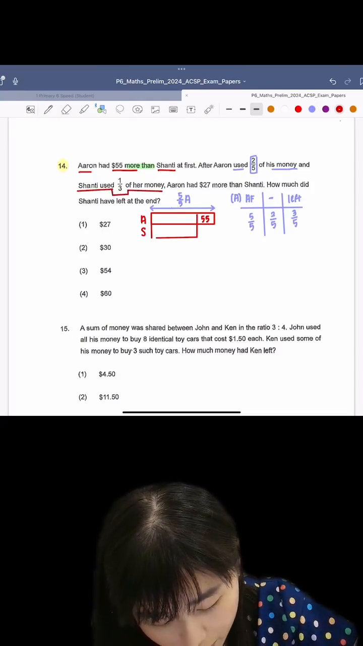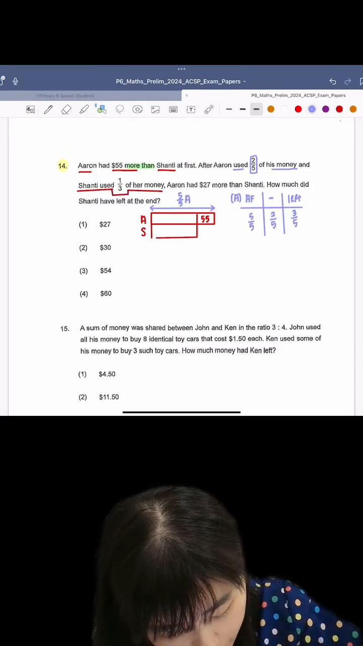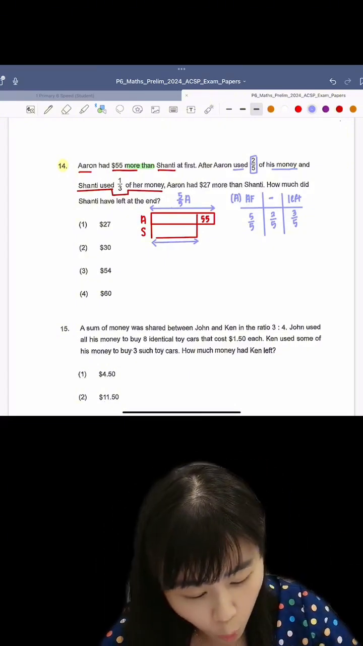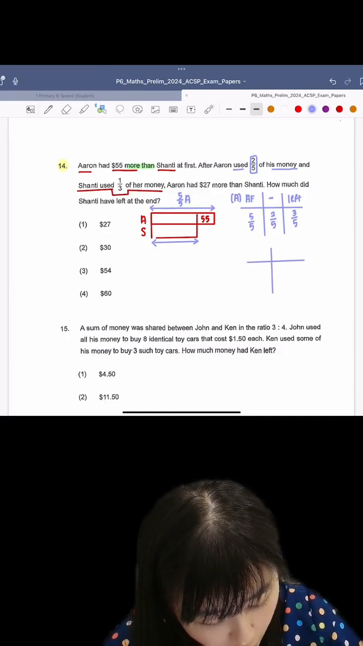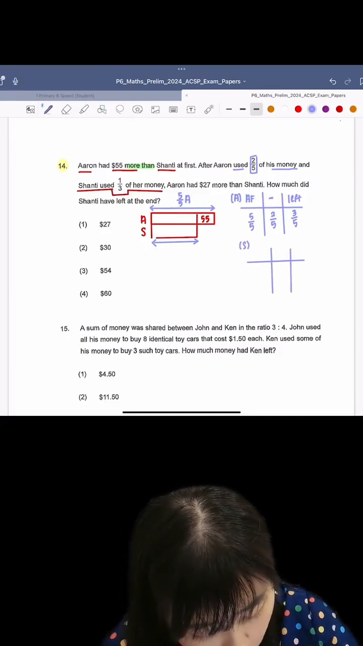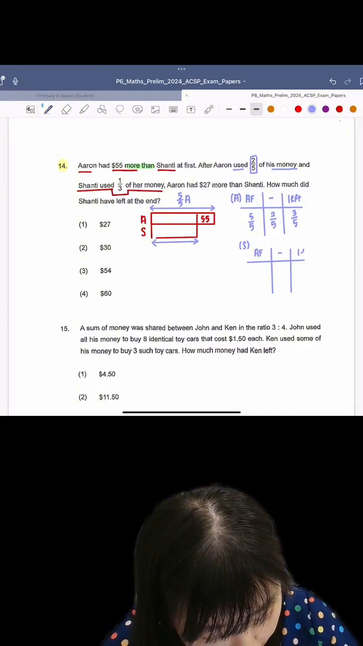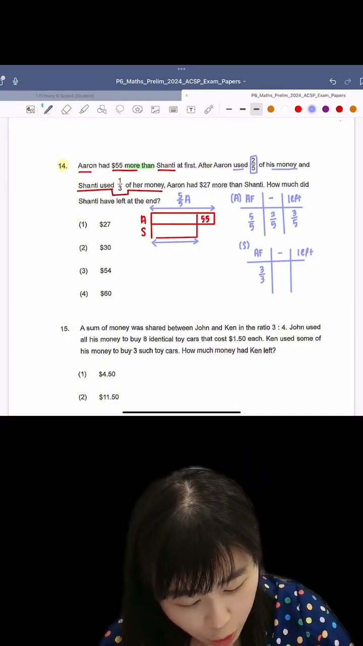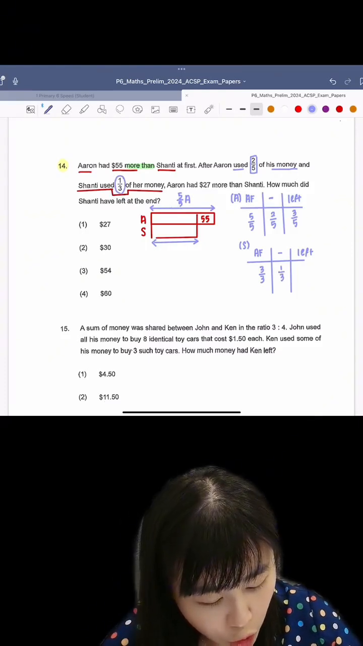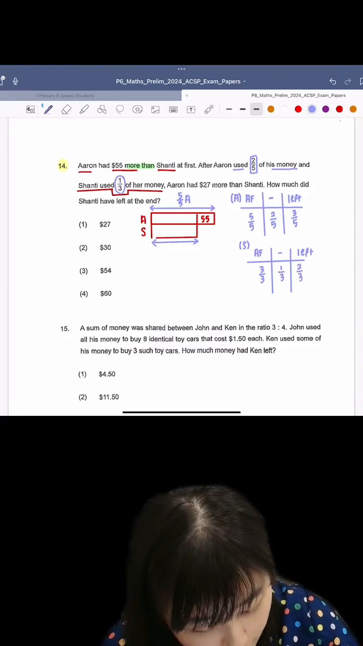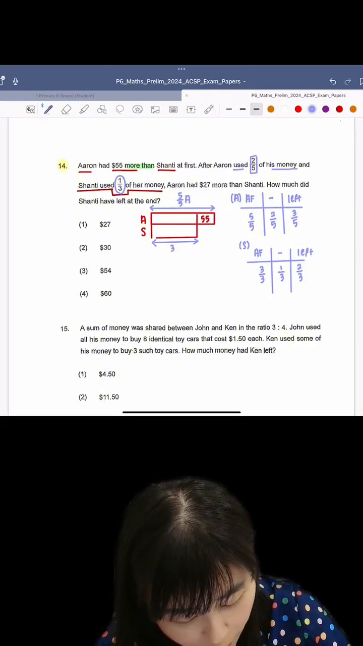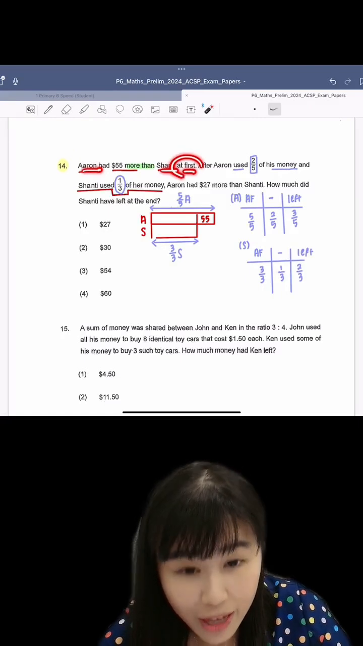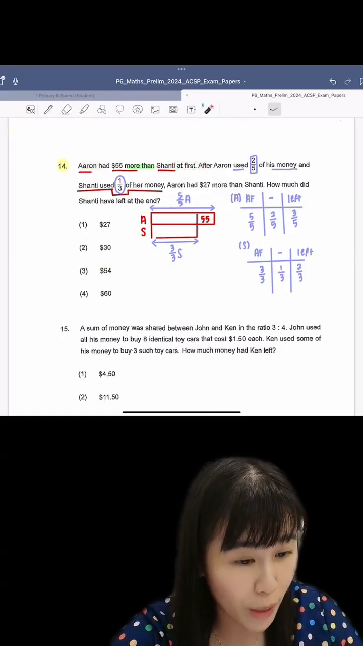If it's easy, then the next one will be the same. Shanti used 1/3. Guys, if Shanti used 1/3, can you tell me what I fill up here? Shanti has what fraction at first? Shanti at first, used and then left. Very good. You all tell me 3 out of 3. Yes, well done. Out of 3 out of 3, she used 1/3, so she is left with 2/3. Put this 3 out of 3 into the model here, because this is what is represented by Aaron and Shanti at first. So we managed to fill out the model already.